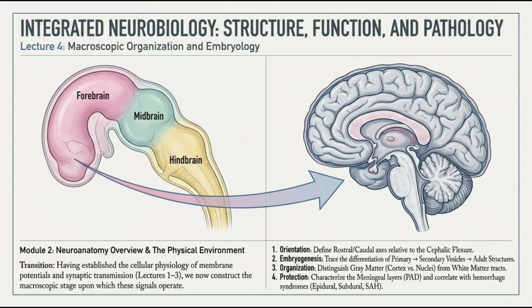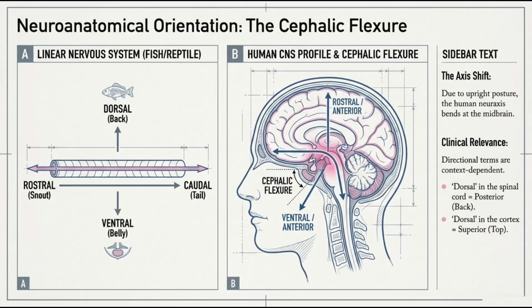Let's go to slide 2. Neuroanatomical orientation and the cephalic flexure. Now, I was looking at the diagrams in Haines, and this seems to be the first major stumbling block for every single medical student. It is. It's the coordinate singularity of human anatomy. It breaks everyone's brain at first. Explain that, because if I look at a dog or a shark or a lizard, the whole nervous system is just a straight line.